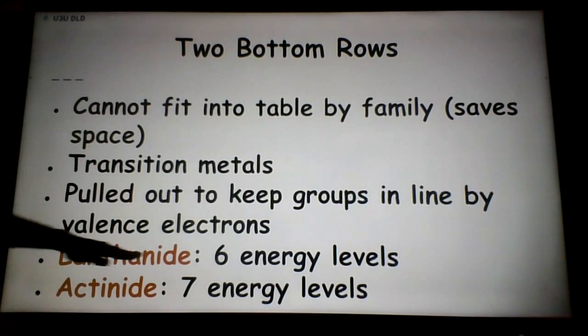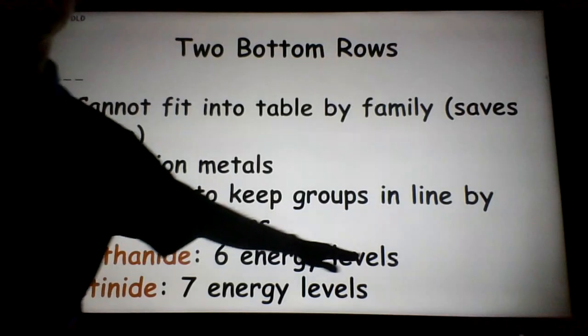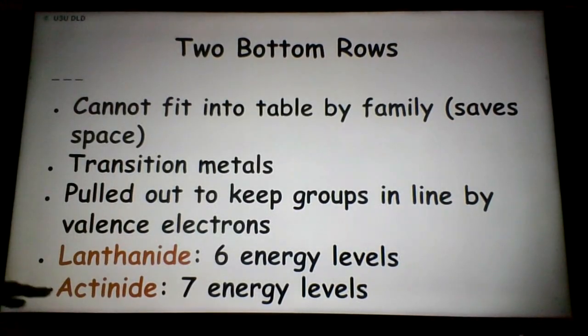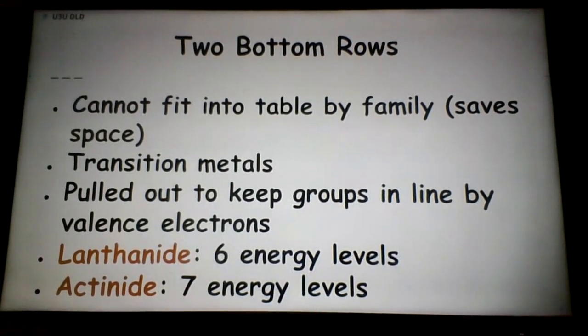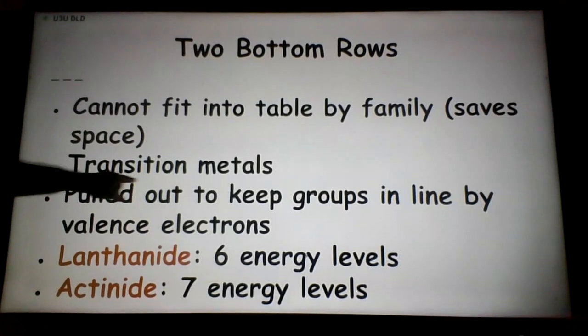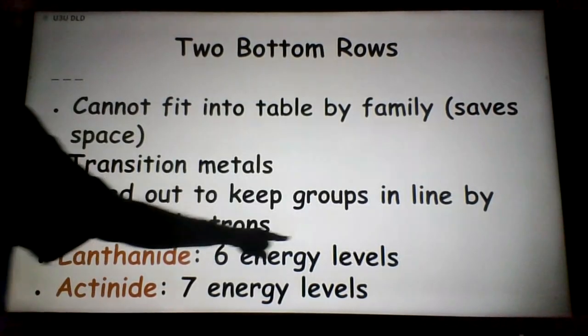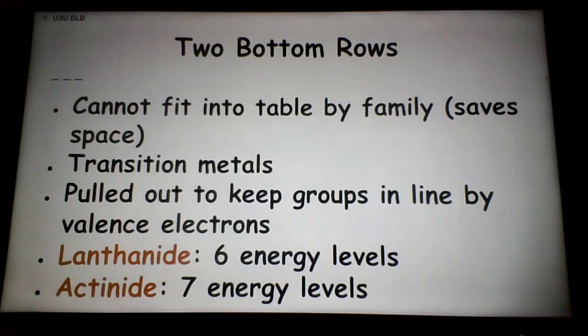Now you'll see there are 2 of them. Let's say you see one here that has 6 energy levels, and all of those are the lanthanide series. You'll see a picture of it in a moment. And the very bottom row is called the actinide series for, again, very sophisticated reasons I'll tell you about in just a moment here when I show you the picture. But these are the 2 bottom rows, and here's the main reason they're pulled and separated. It looks like there'd be some sophisticated scientific explanation for that. Well, it's because they don't fit and they want to save space. Okay, ready?